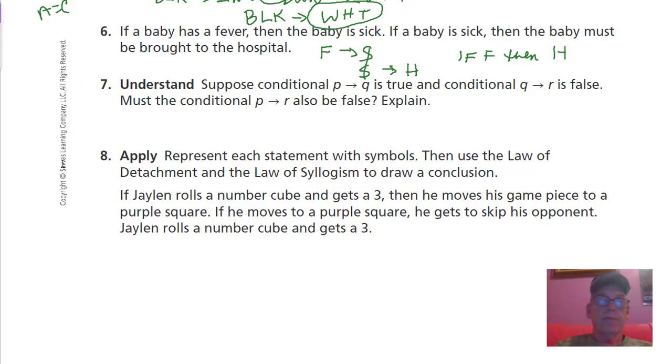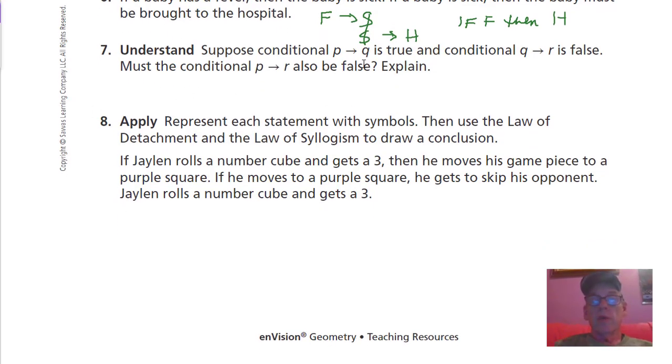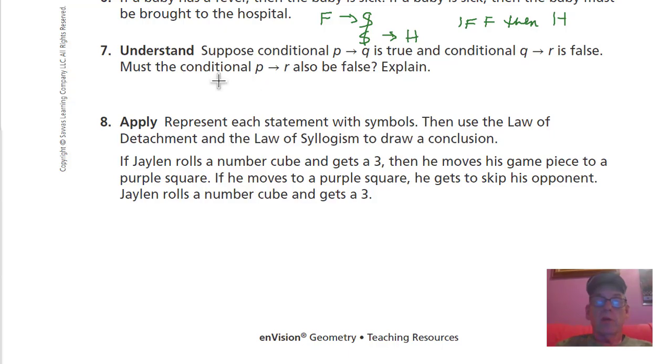Let's look at number 7. Suppose conditional if P then Q is true, and conditional if Q then R is false. So let's see what's going on with this. They're telling us that P implies Q is true, but Q going with R is not true. So the two Q's hook up together, but we can't say that P goes with R because this was a false statement. It doesn't mean that it has to be false, it just means it cannot be determined.